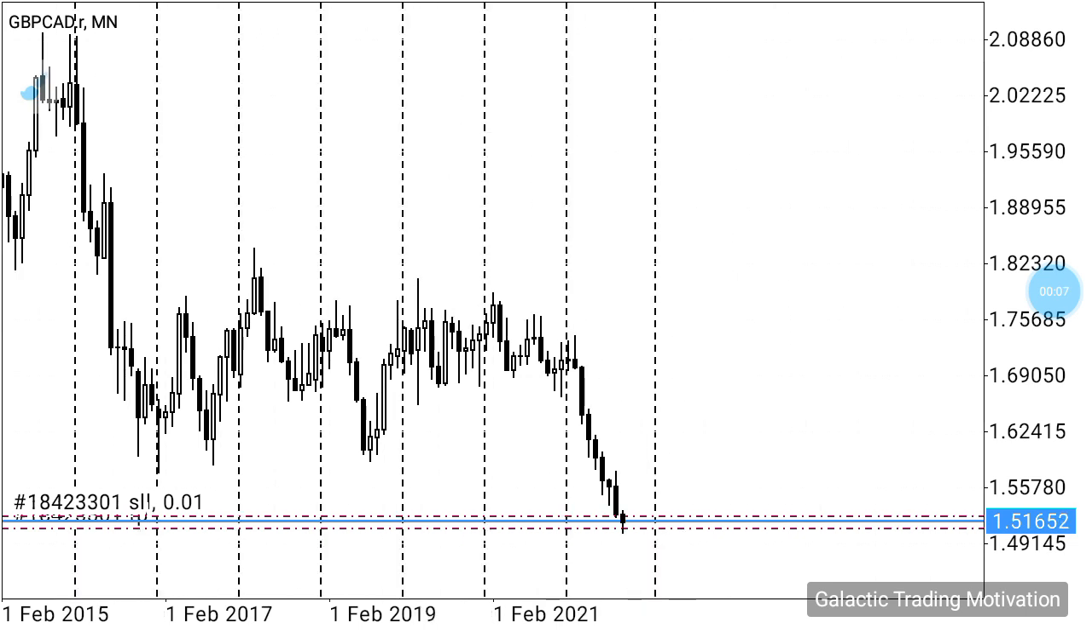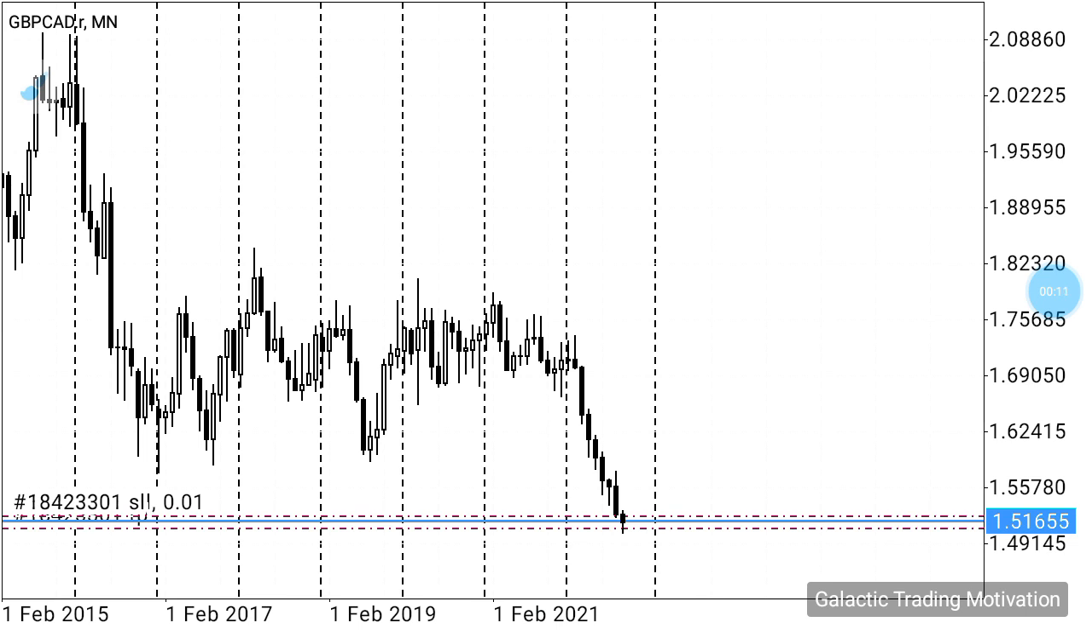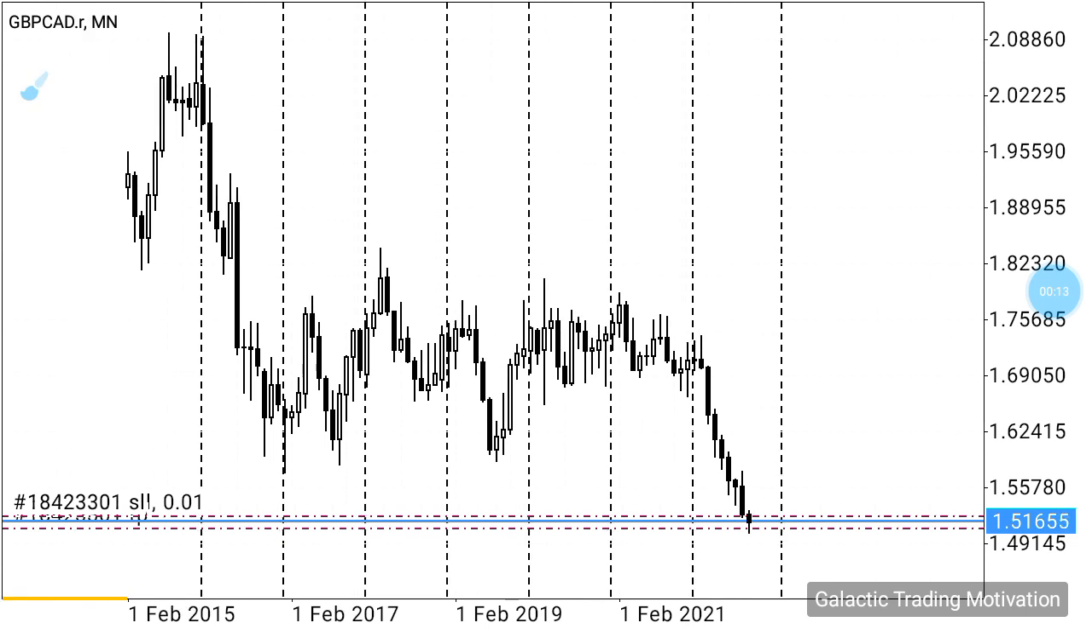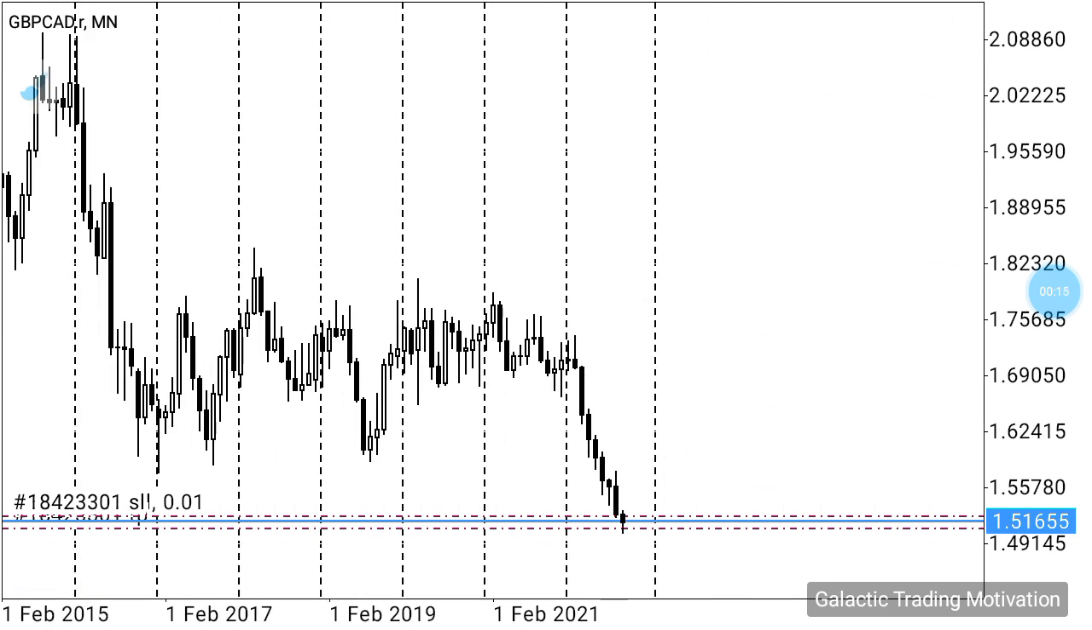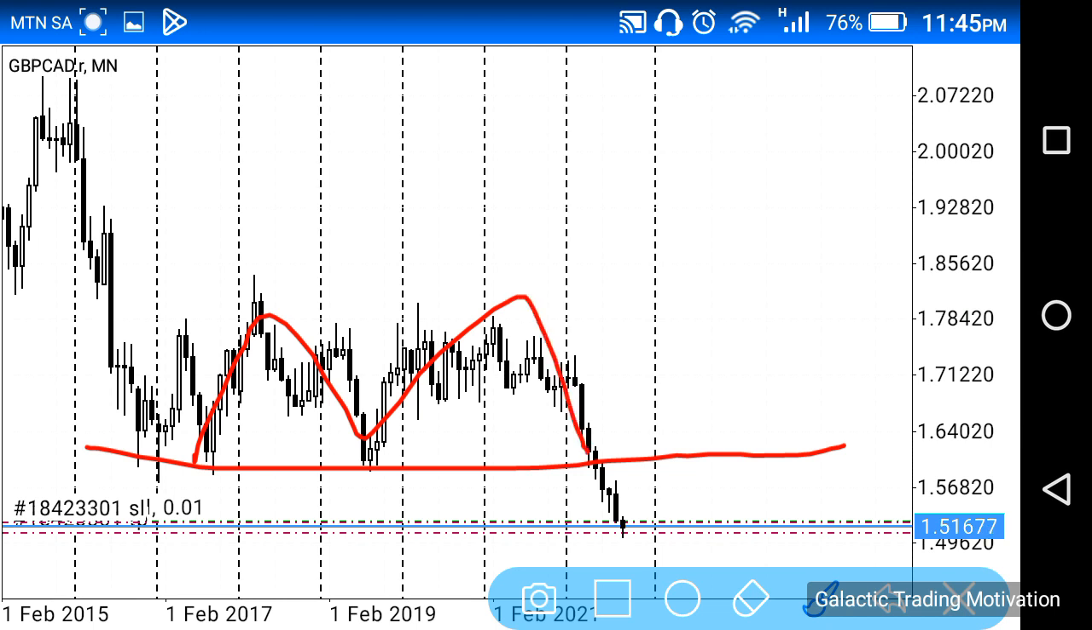Let us have a look at GBP CAD. I'm on the monthly chart, as you guys can see, and one of the first things that I can already see in regards to this monthly chart is the fact that we have this very strong level of resistance at that level, which is also the neckline of this structure, as you guys can see.